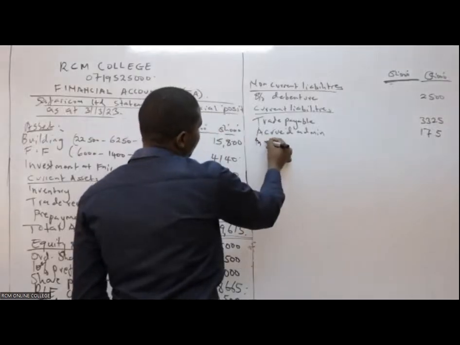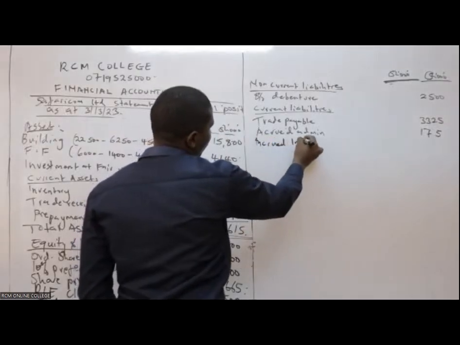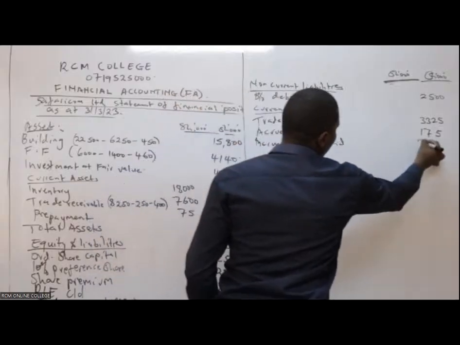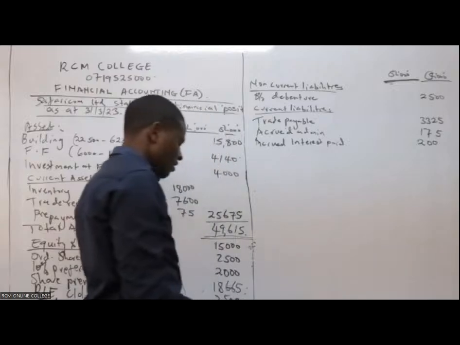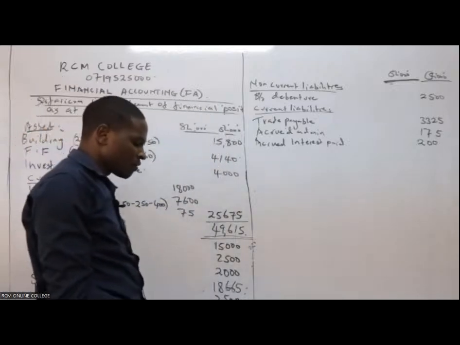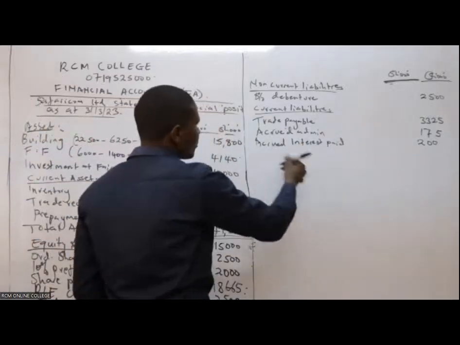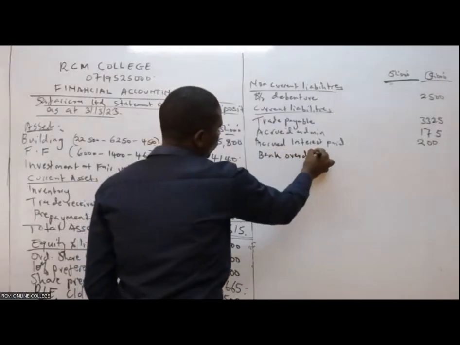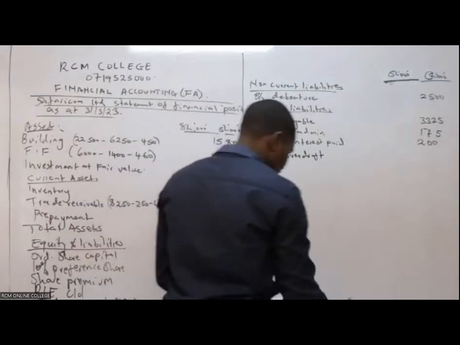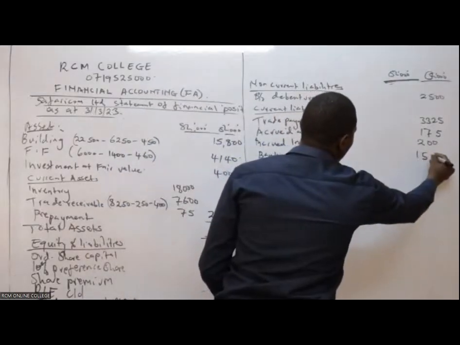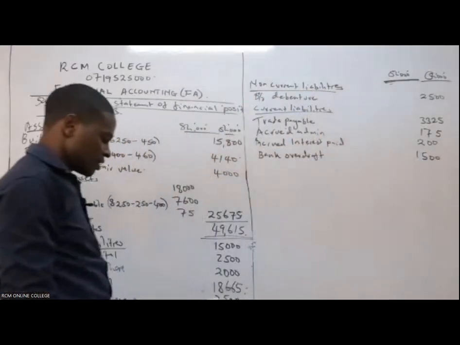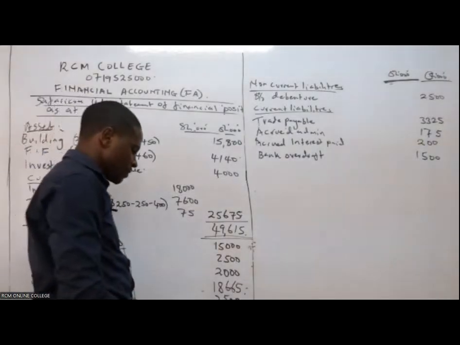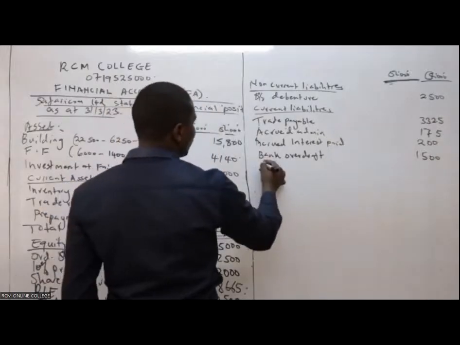There was accrued interest paid, the interest paid of 200. Go carefully. We were given the bank overdraft because it is on the other side. When you see it credited, that is the bank overdraft of 1,500. Then the last thing is the dividend payable to ordinary share and preference share.